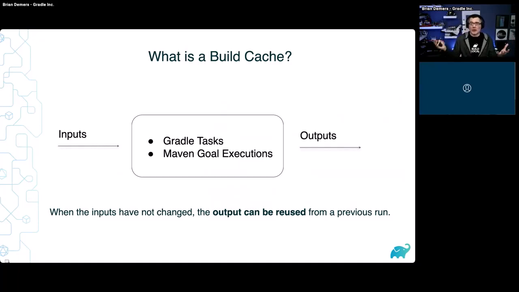So I have inputs and outputs. For a given set of inputs, I need to get the same set of outputs, right? I'm going to have some stability here. If the same inputs create different outputs, that's not something I want to cache.